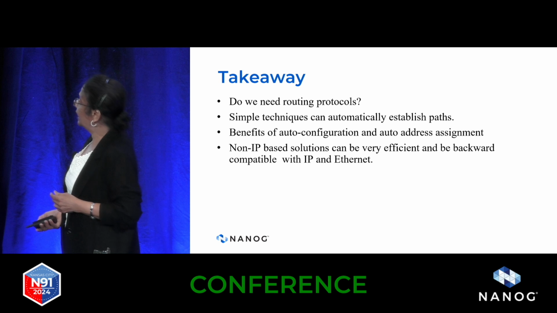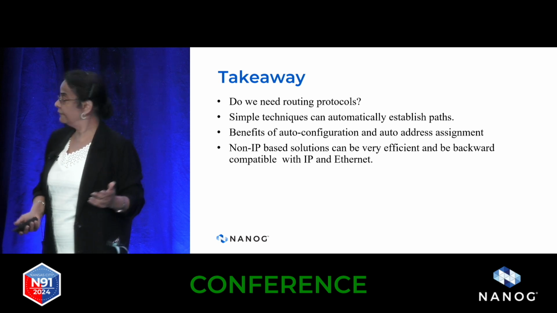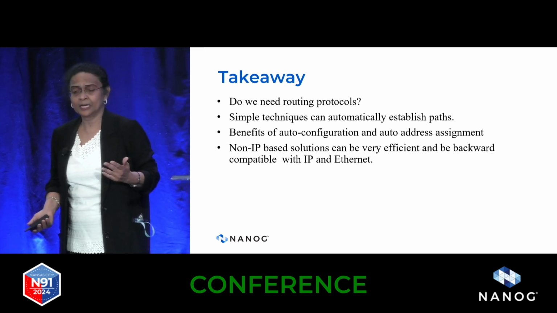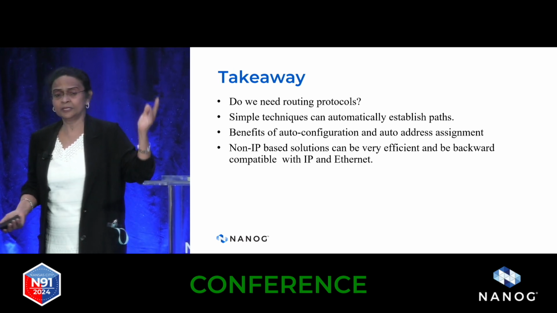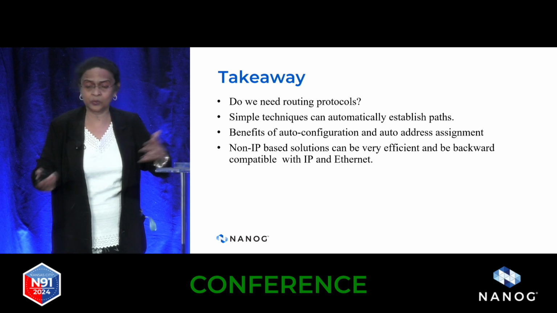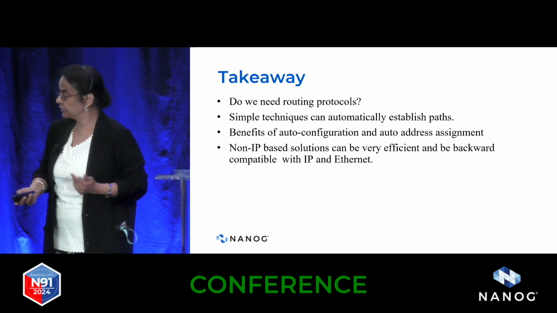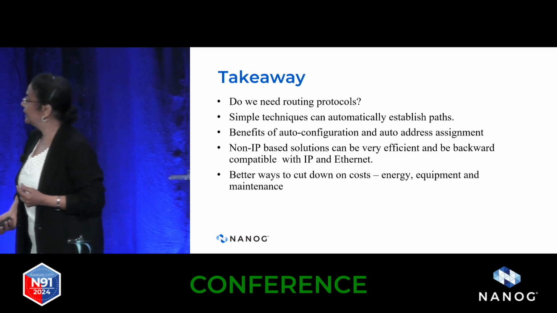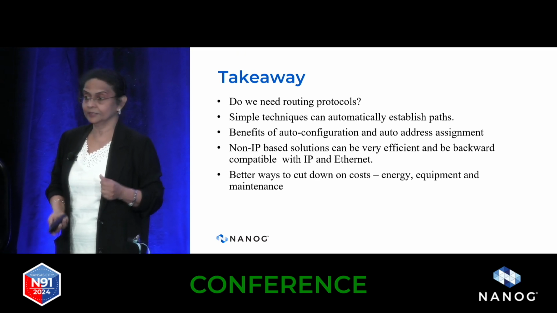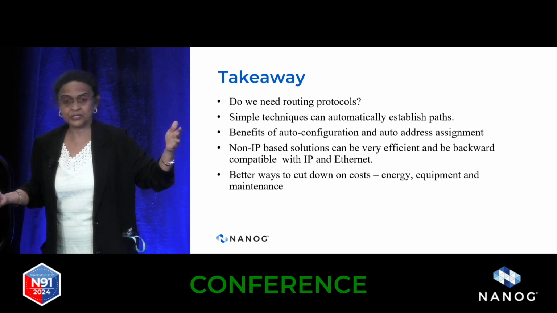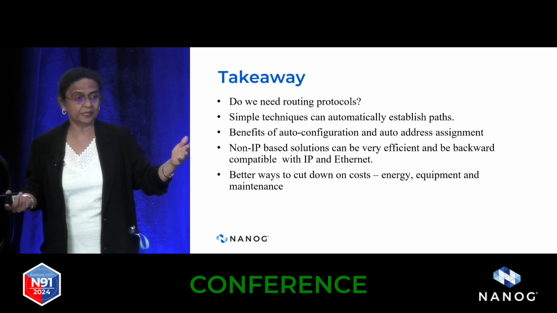Okay? Non-IP based solutions can be very efficient and at the same time be backward compatible with IP and Ethernet. You don't have to discard all those. You can still work in parallel and slowly transition to whatever technology you want. Better ways to cut down on cost and energy: why do you submerge a DCN in the ocean? There are better ways of doing this, right?